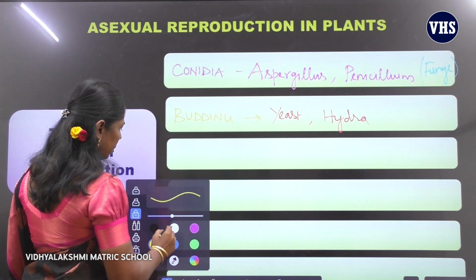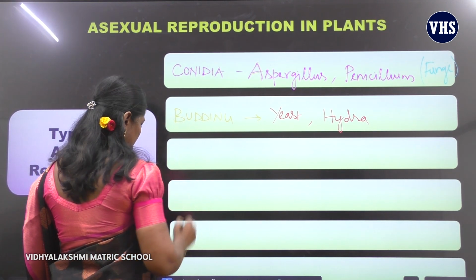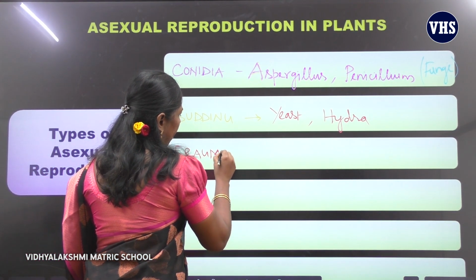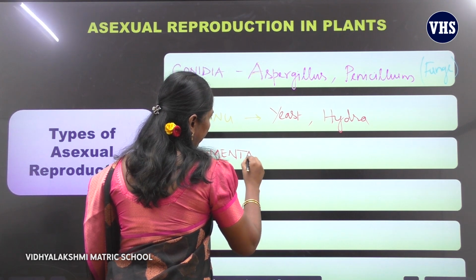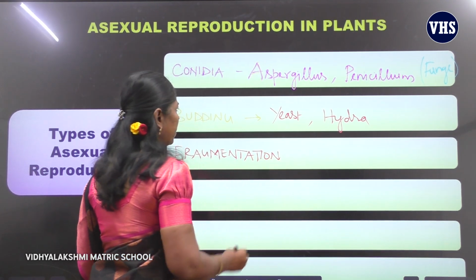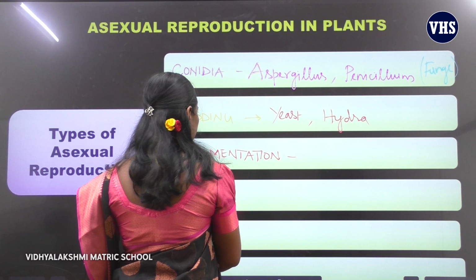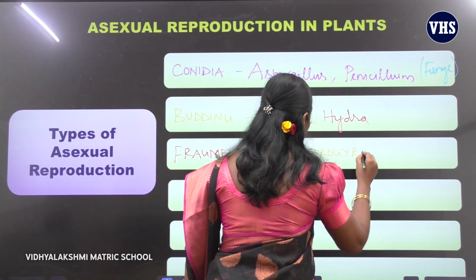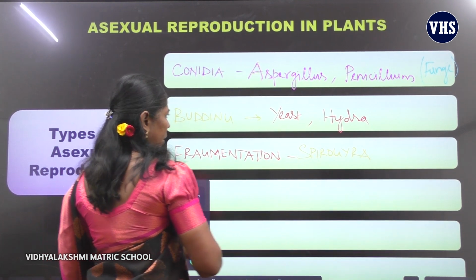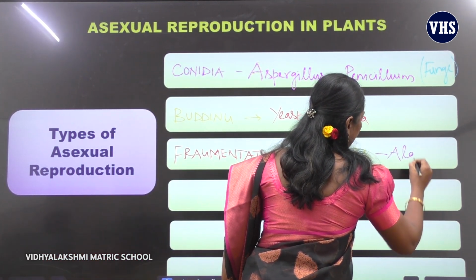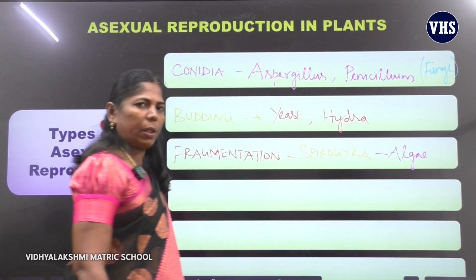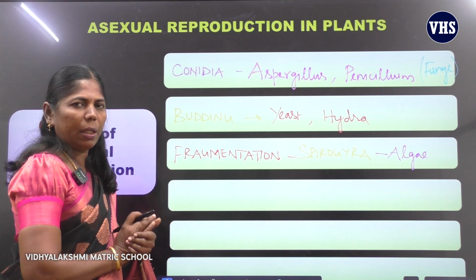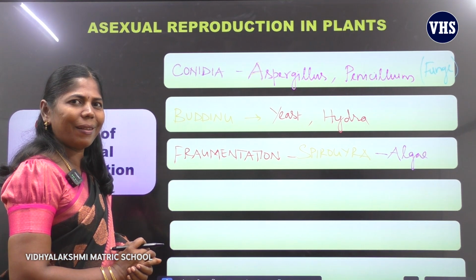And the next one is fragmentation. An example of fragmentation is Spirogyra. Spirogyra belongs to algae. A small fragment of Spirogyra can give rise to a new plant. If you cut a small fragment and put it in water, under suitable conditions it can increase its population.